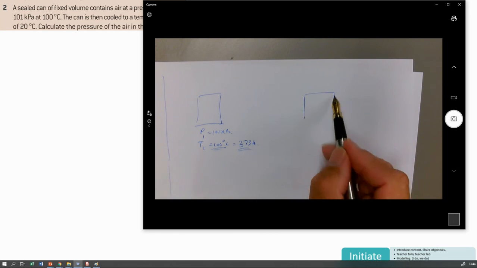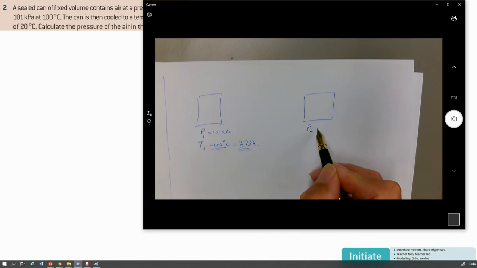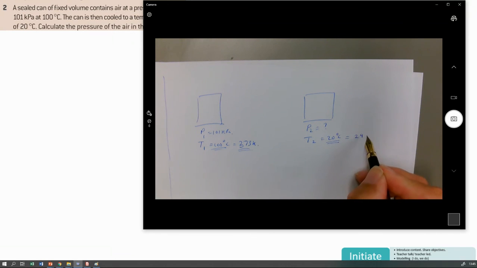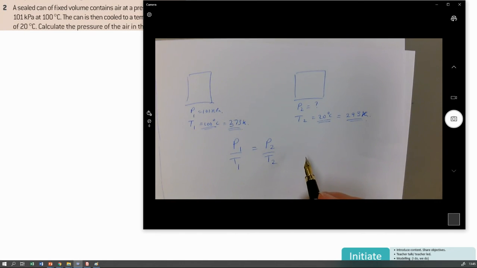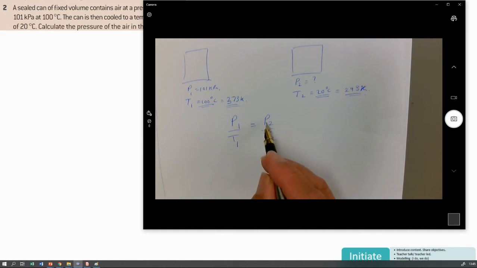We cooled it down. It's a fixed volume. We can't change the volume. And the second pressure is what we're looking for. And we know the new temperature, temperature 2. It says 20 degrees C. Don't fall for it. That's going to be 293 Kelvin. So constant volume, pressure and temperature. What is the relationship? P1 over T1, pressure over temperature, is a constant. We're looking for P2, so rearrange: P1 over T1 times temperature 2 equals P2.